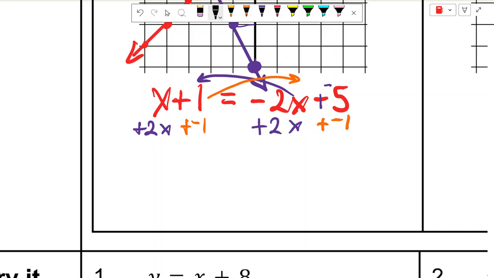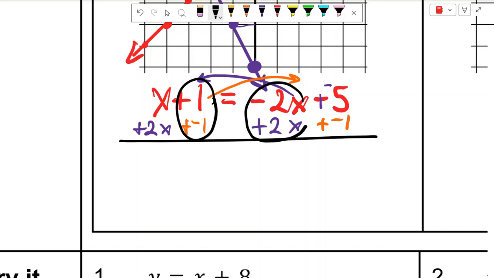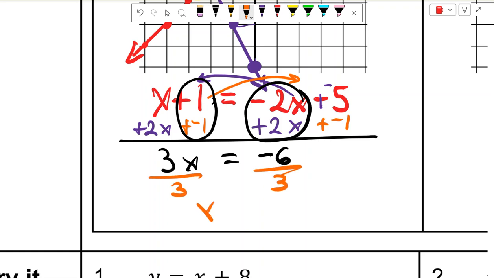And if you remember, and I know you do, 1 plus negative 1 is 0, and negative 2x plus 2x is also 0. So then we do our math on both sides. x plus 2x is 3x, and negative 5 plus negative 1 is negative 6. Then we divide both sides by 3, and you can see that x is officially negative 2.